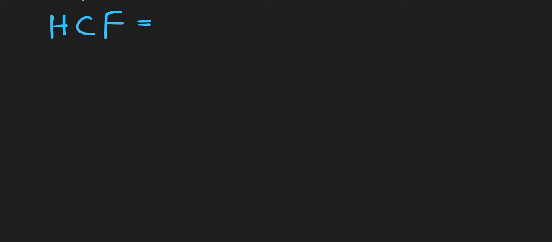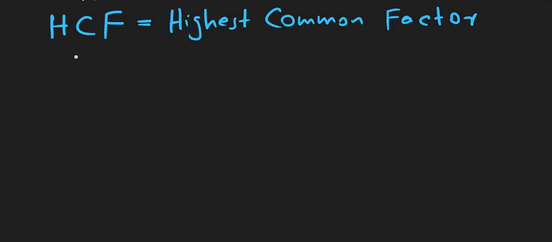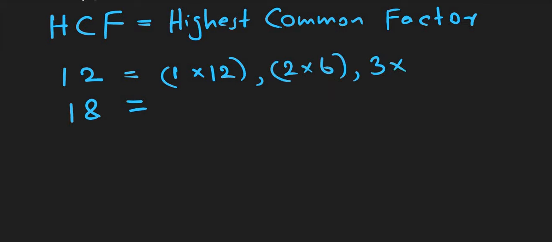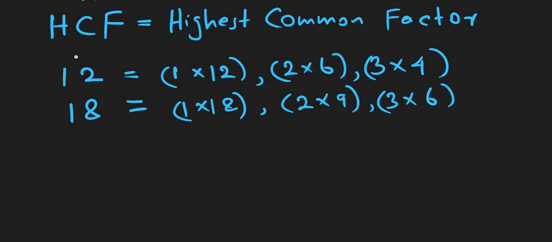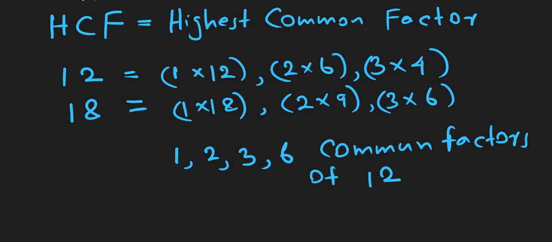HCF, or the highest common factor. What is the HCF of a set of numbers? The highest common factor is the highest factor that divides the numbers. Let's say two numbers. Factors of 12 are 1 into 12, 2 into 6 and 3 into 4. Factors of 18 are 1 into 18, 2 into 9 and 3 into 6. Here we can see 1, 2, 3 and 6 are common factors of 12 and 18. So the highest common factor is 6.